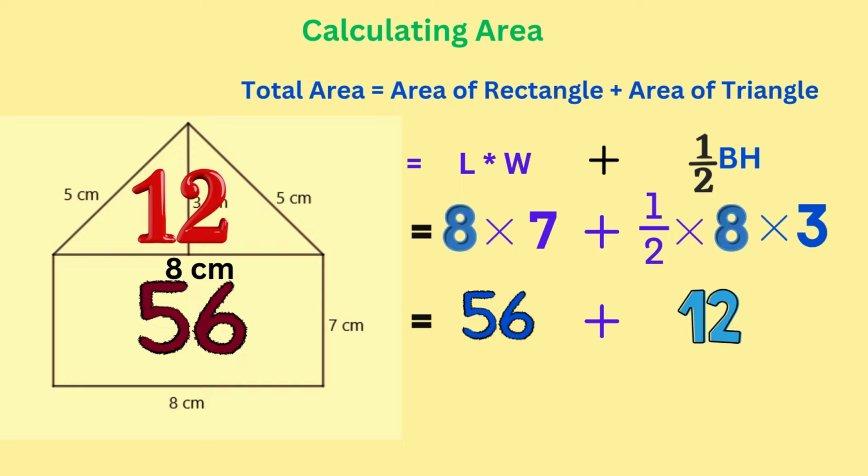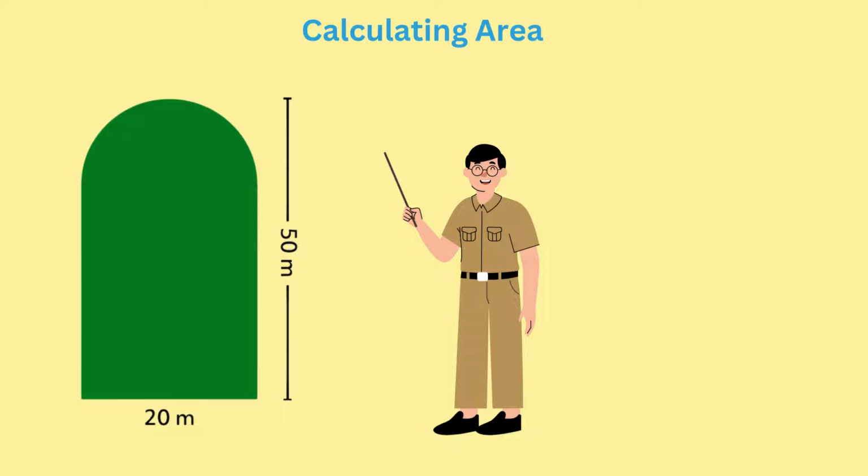Therefore the total area of the shape is the area of the rectangle, which is 56 square centimeters, plus the area of the triangle, which is 12 square centimeters, which gives us a total of 68 square centimeters. Now let's look at another example. For this shape we can see that we have a rectangle with a semicircle sitting on top of it. How do you think we will find the area of this compound shape?